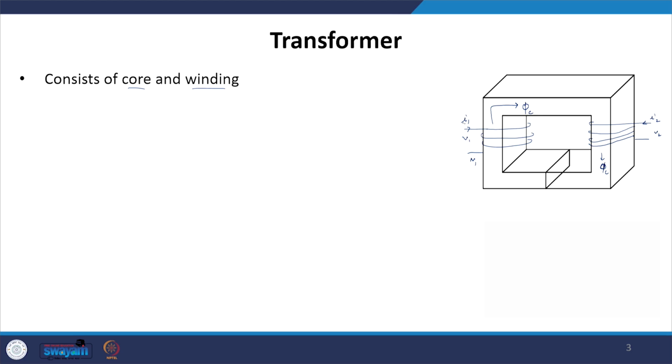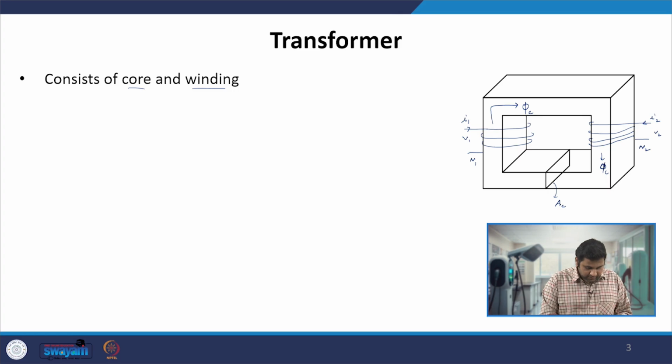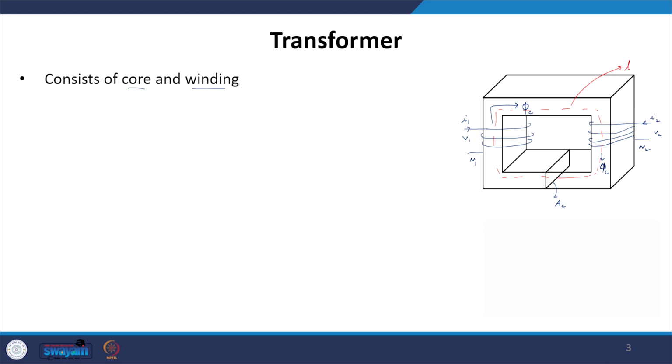If this excitation current is AC, then phi c will have a varying flux, and that varying flux cuts this winding, which induces voltages at the terminals of the next winding, which has N2 number of turns. This flux cuts through this area of the core, and let us define the cross section area of the core to be AC. This flux goes into the core, and let's say the magnetic length corresponding to this flux line in the core is LC.